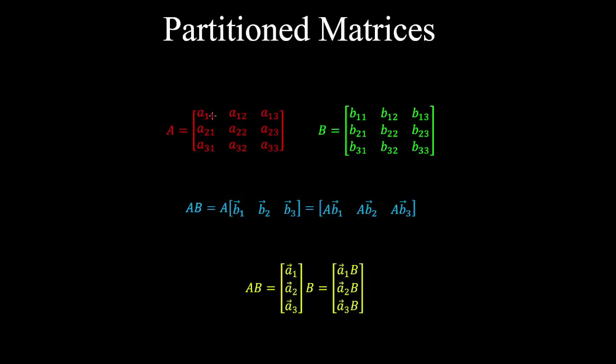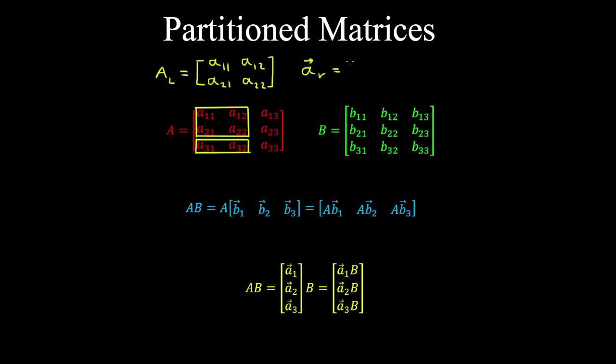We can partition matrices in different ways to simplify solving different problems. So for example, we can partition matrix A into a left-hand matrix, a row vector, and so on. And the matrix can be partitioned in any way. Now, one thing we recognize is that partition matrices can help us visualize matrix multiplications using vectors.